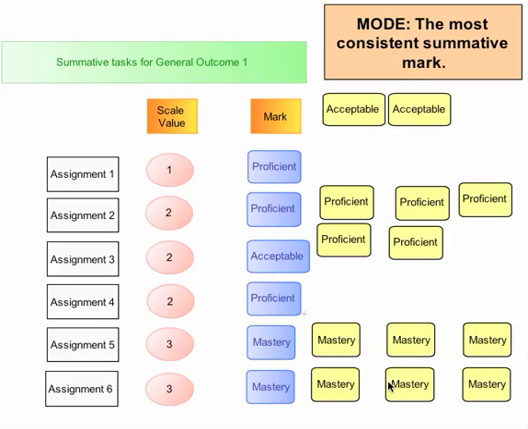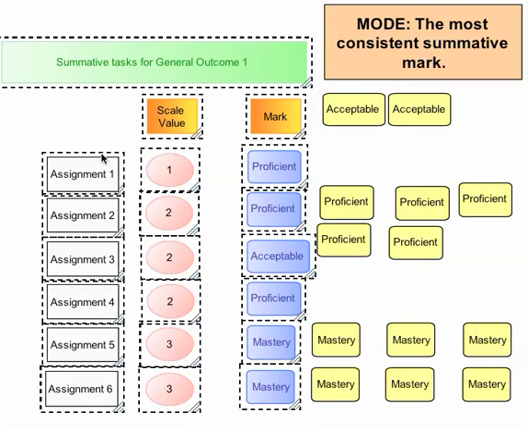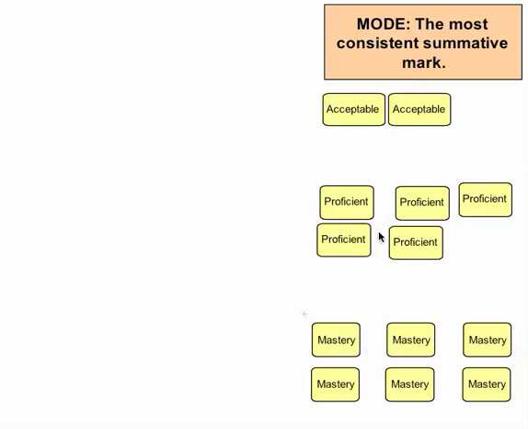Now this is fairly straightforward, so long as there is only one mode. There is only one winner, if you like, in terms of what's the most frequent. However, there are situations that can occur where this is not the case. So for example, you can imagine a scenario where there were 6 Proficients and 6 Masteries.